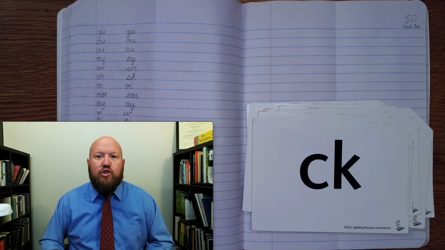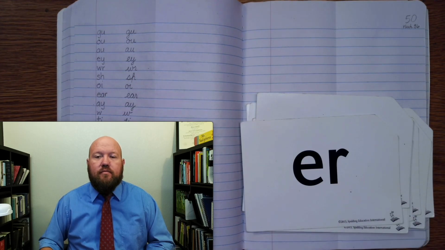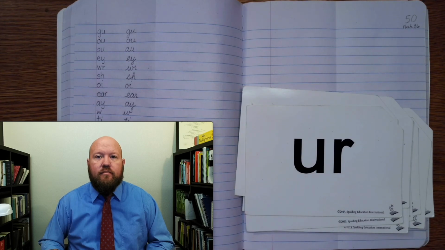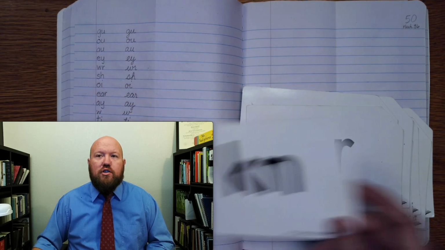K, two letters. When may I use this phonogram? After a single vowel that says its first sound. A, u, u. Er, her. Y, I, I. Er, nurse.